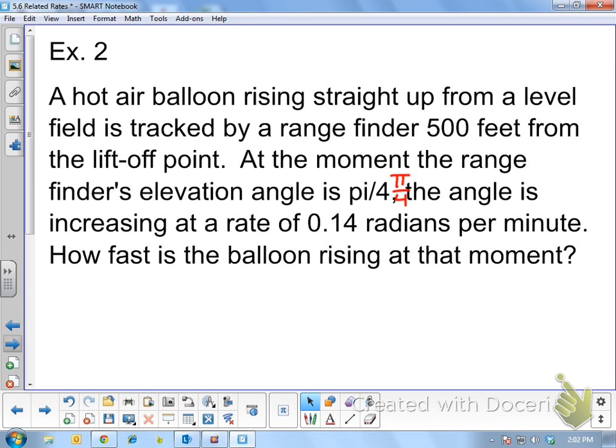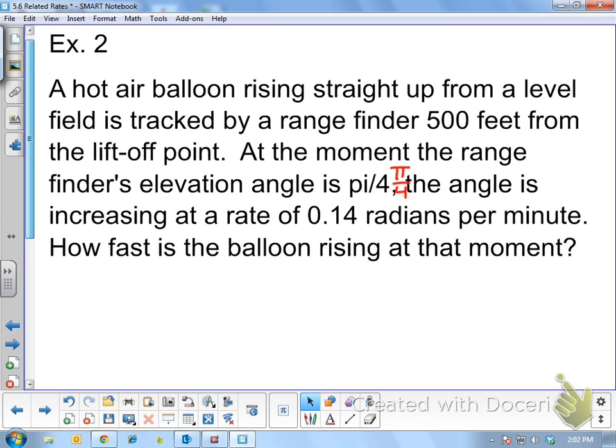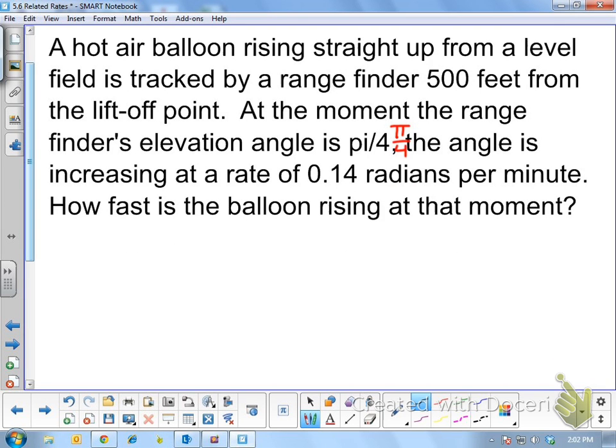So at this particular problem, I think it would be good to draw a picture and identify what's given at the same time. We need to also label things so we know what to call them when we identify what's given. So we have our hot air balloon. It's very beautiful. We have our field. And the hot air balloon is rising straight up from the field.